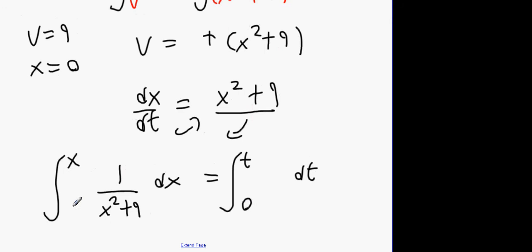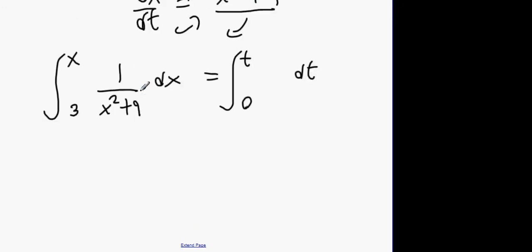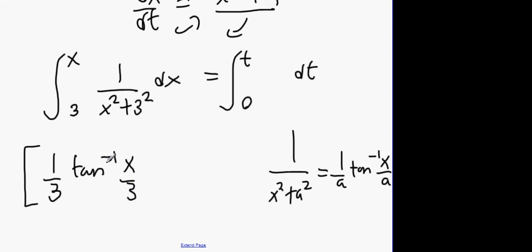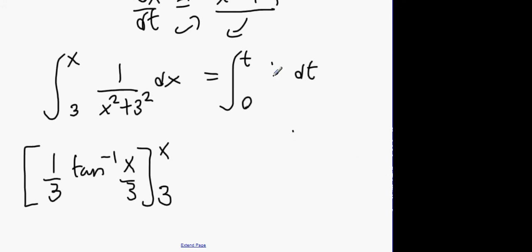T is 0, x is 3. Look this up in your notes. In your notes it will say 1 over x squared plus a squared is 1 over a tan inverse x over a. What we can say about this one is the 9 changes into a 3 squared, therefore a is 3 and x is x. 1 over 3 tan inverse x over 3 from x to 3, and I'm just going to rub that out, that's in your tables. Then the other side is integrating 1 to t, which ends up to be t from t to 0.